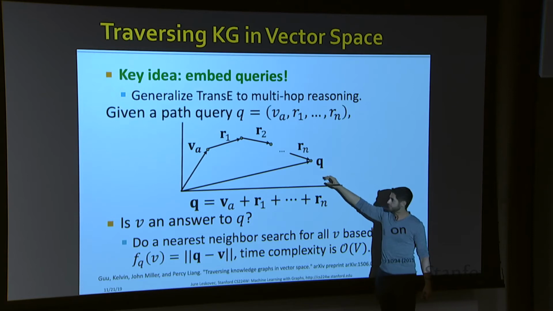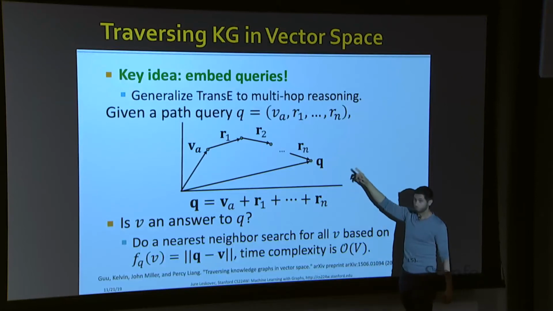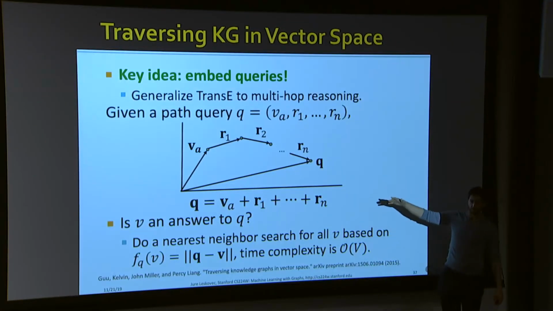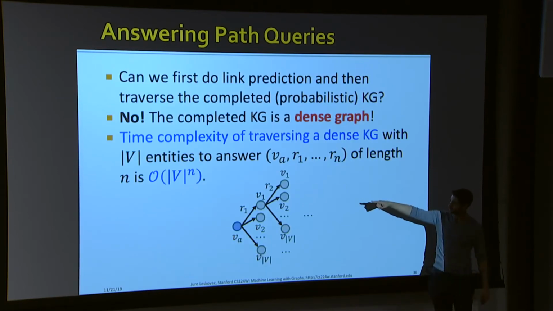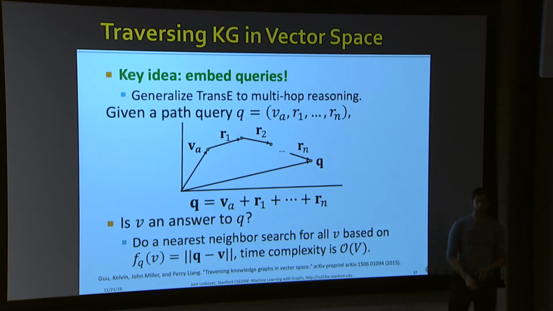How do we get the answer? Again, we go and find all the possible neighbors or the close neighbors to Q, and the complexity of that step is now linear in the size of the graph. So we're not working anymore with something of b to the power of n, but it's going to be in the order of the number of nodes in the graph.